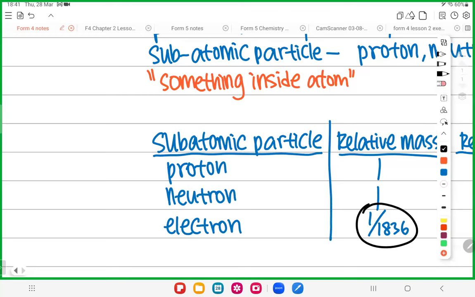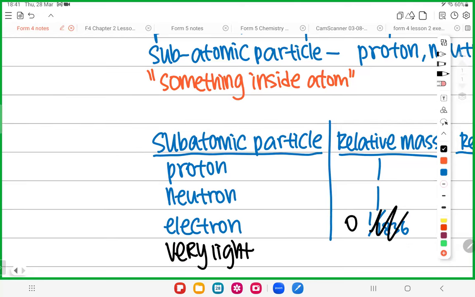0.00054 46, something like that. Super, super small. So which means what? Electron is very, very light. You can assume the electron's mass is 0. If you can remember this number, it's fantastic. If you cannot, never mind. Just assume it is 0.